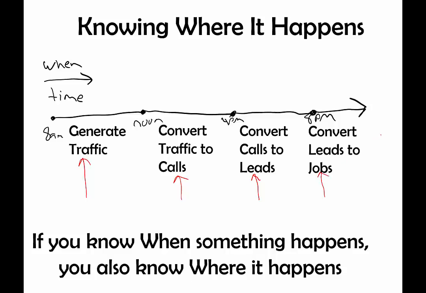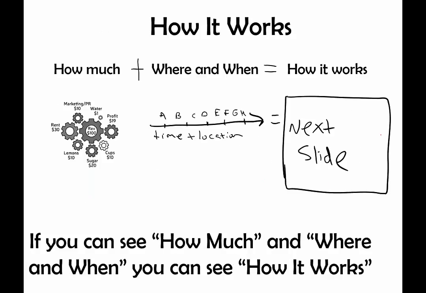And then the customer's giving you revenue. And the revenue comes into your system. And then you pay your expenses. And then you have some money left over. And that's called profit. If you know when things are happening in the business, you also know where they're happening in the processes.